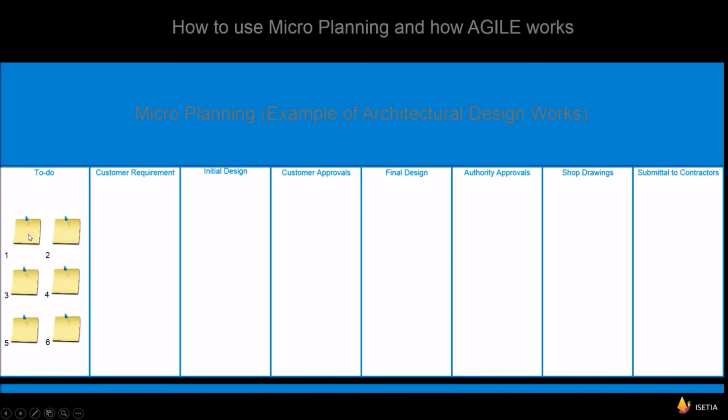To do means that these are the tasks which we need to do. In this example, let's say we have 6 villas and we are going to make 6 villa designs. First of all, for package 1, we start with customer requirements. We speak with our customers, and customers give their expectations. Then we prepare the document and start the initial design.